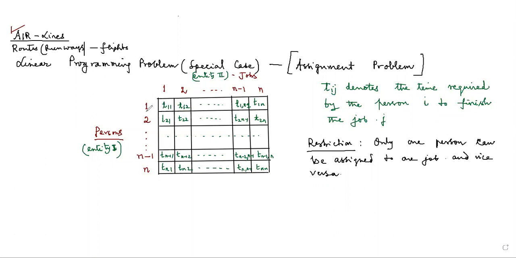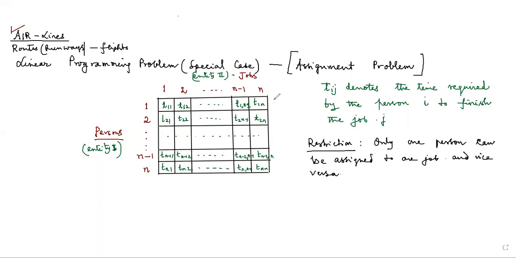So if I'm associating person 1 to job 1, then I cannot associate person 2 to job 1, and so on. If I'm assigning job n to person n, I cannot associate job n to other persons. One person can do only one job at a time, not more than that. That is a kind of restriction.